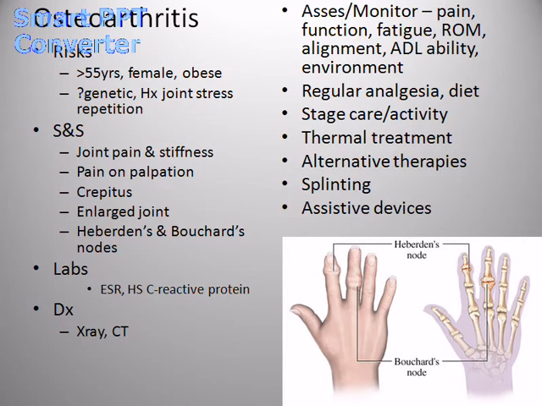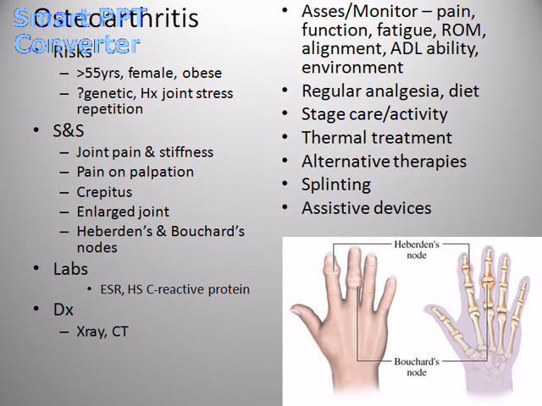Do they have any barriers within their home? Do they live in a 4-story walk-up apartment? That kind of thing. And what are their abilities to perform activities of daily living? We want to talk to them about using NSAIDs and analgesics prior to activities and around the clock if they need to.